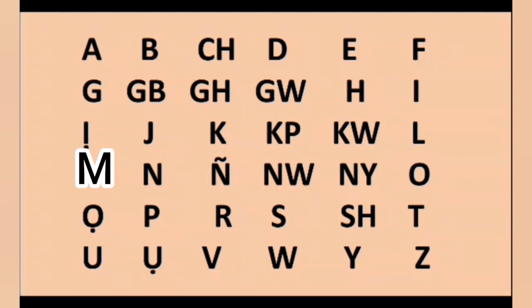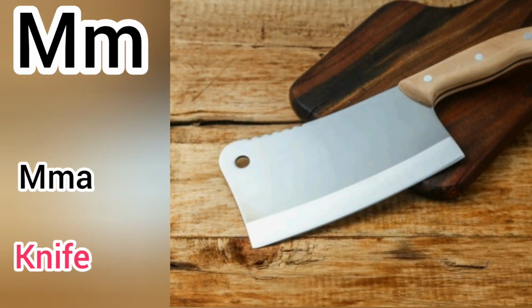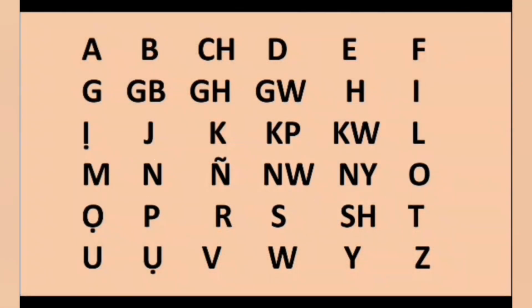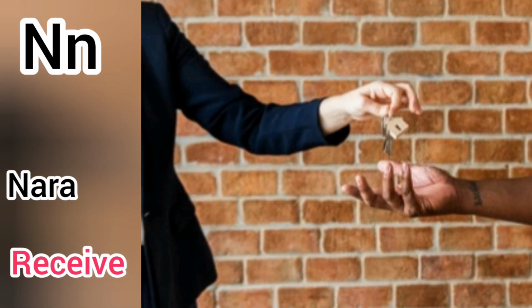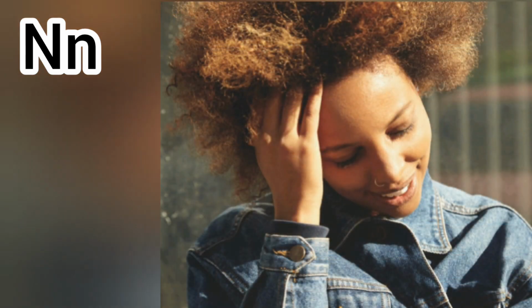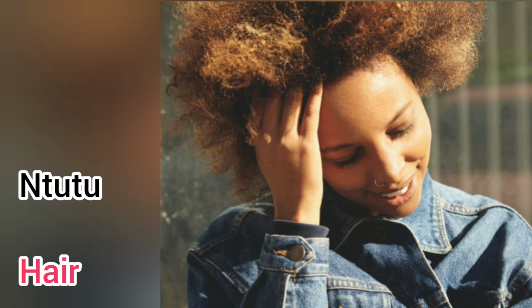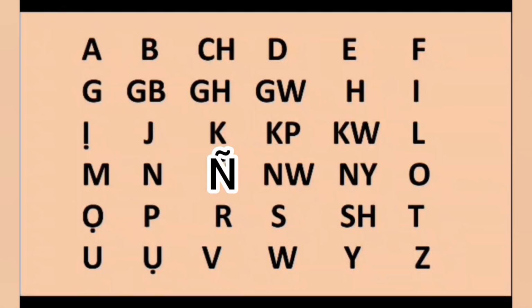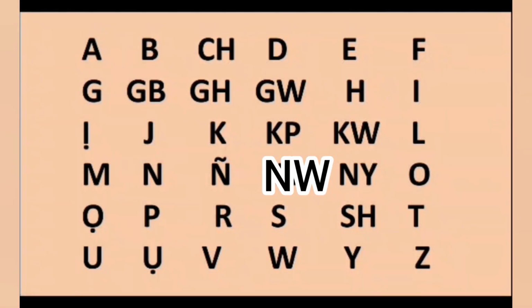And when it is so, it sounds slightly different. This is also the case with Ni, which we will see next. Ma, knife. Ni, Nara, receive. Ni also makes a different sound when placed next to a consonant. Ntutu, hair. Ni, Ñụrịa, rejoice or drink.